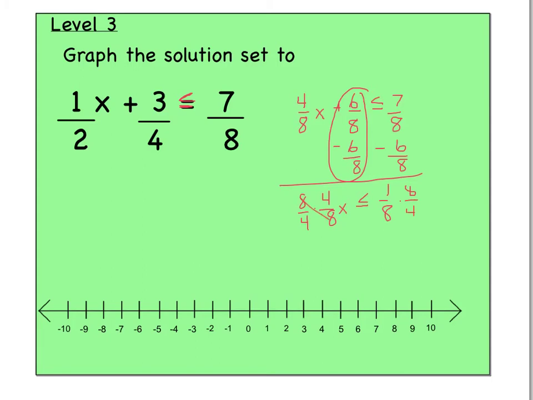Multiply by the reciprocal, and we're left with x is less than or equal to 8/32, which is 1/4.